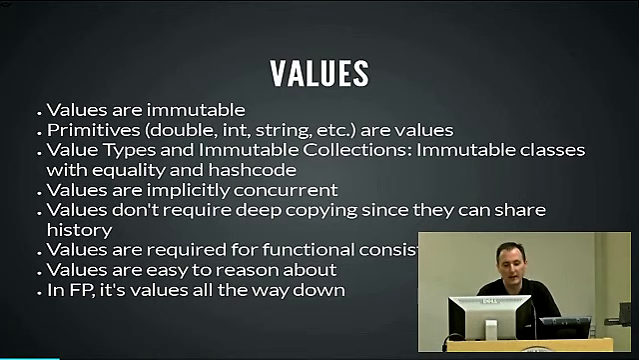In functional languages, in addition to primitives, we have value types and immutable collections, which means not only are my primitives immutable, but my classes are immutable. Once I create them with initial fields, those fields are locked down, and I have good methods for equality and hash code, and the same thing applies for collections. Collections, once I build them, do not change ever. This gives you some awesome powers. One, values are implicitly concurrent. So in a multi-core world, that's great. Values do not require deep copying. If I have most of my data that's shared, if I want to make a one-off version of that, I can keep most of my old value, and so I really don't have to incur a lot of memory overhead for that.